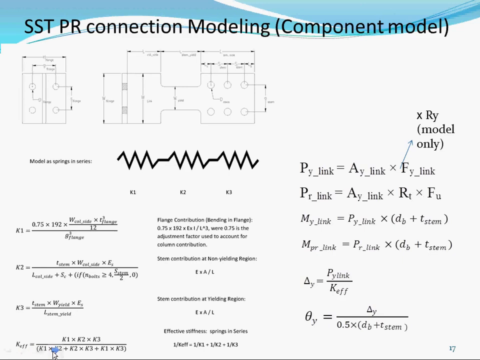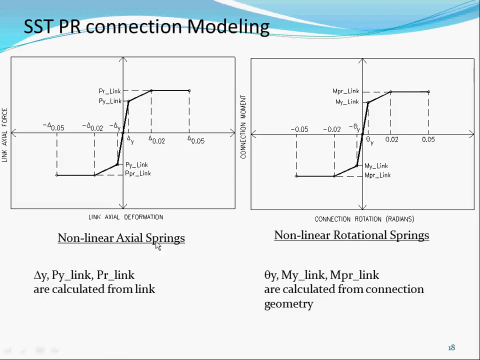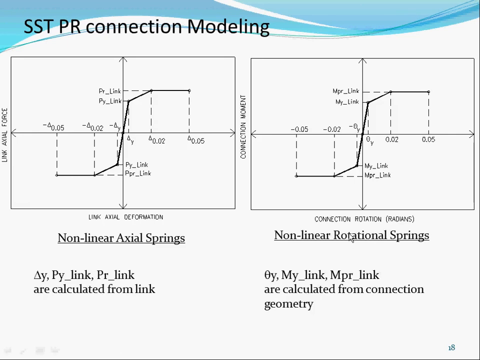Okay, so now how do you convert it to a moment? There are two models. I'll show you a little bit later here. This is a nonlinear axial spring model. This is a rotational spring model. For your axial, everything's related to delta, Py, P link. For the moment, the spring is related to theta y, My, and Mpr.